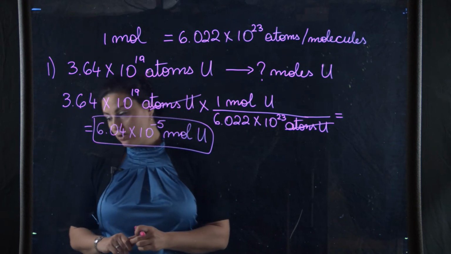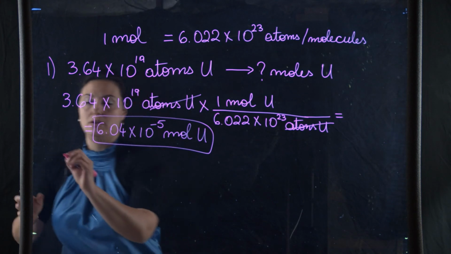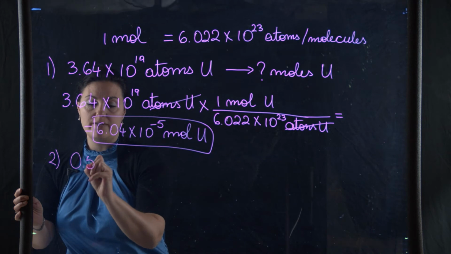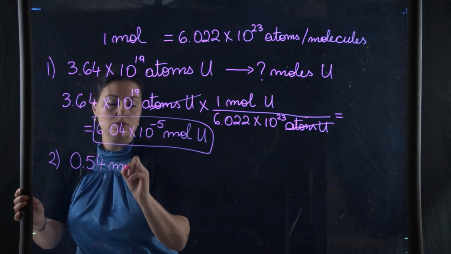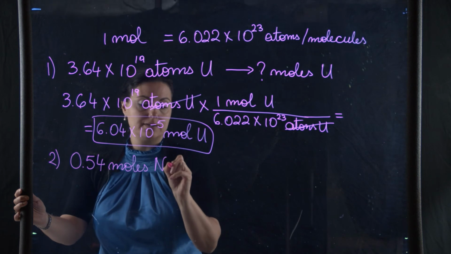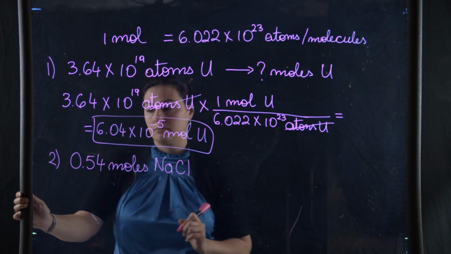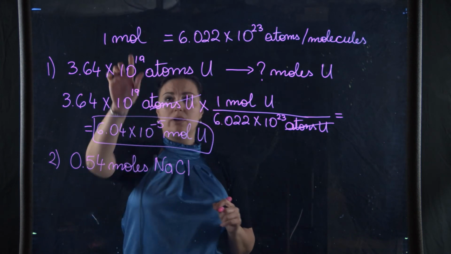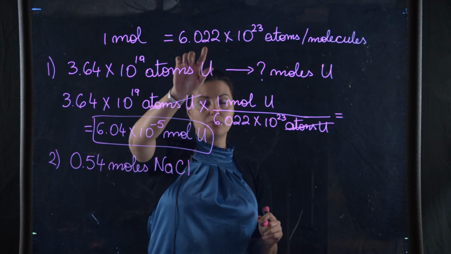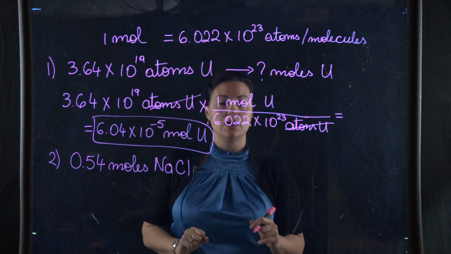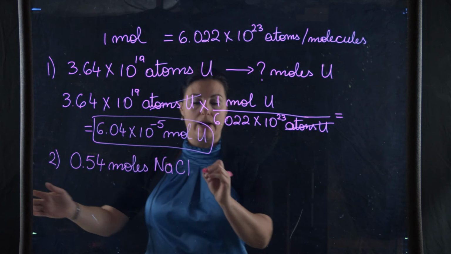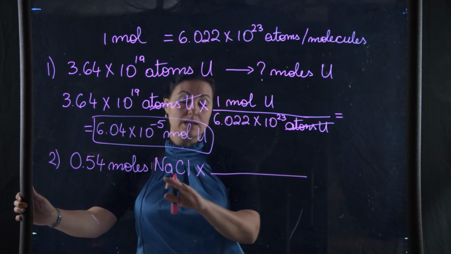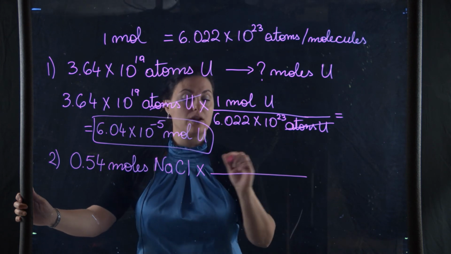How many molecules of sodium chloride are there in 0.54 moles? I have 0.54 moles of sodium chloride. Once again, I can use this relationship. I know that 1 mole of sodium chloride contains 6.022 times 10 to the 23rd molecules of sodium chloride. Therefore, I can use that as my conversion factor. Now, because I'm looking for molecules of NaCl, I want that on top.